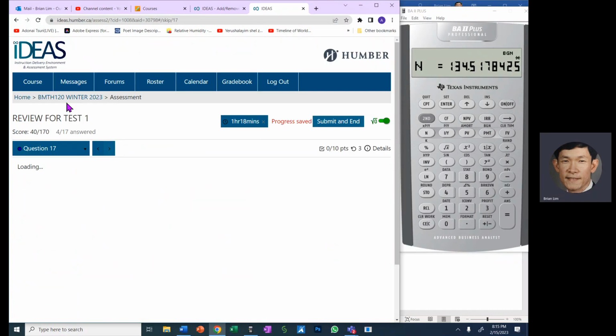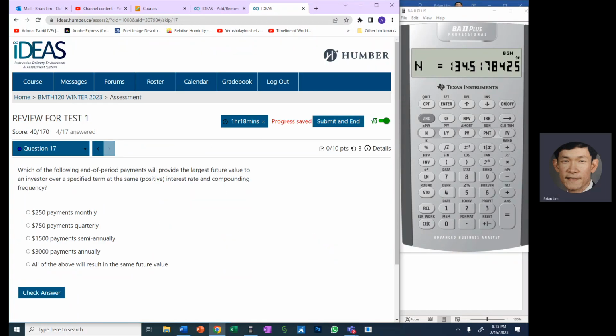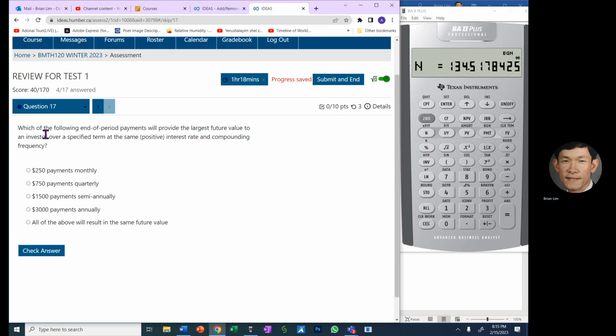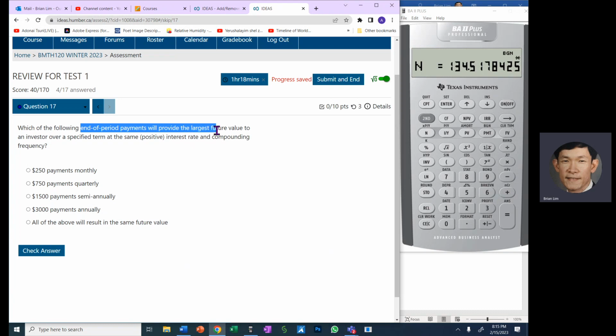All right. So next question. I think this is the last question. Which of the following end of period payments will provide the largest future value to an investor over a specified term at the same positive interest rate and compounding frequency? All right, good. Now, these are end of period payments, so please be careful. We must move the calculator. Let's get it into end.